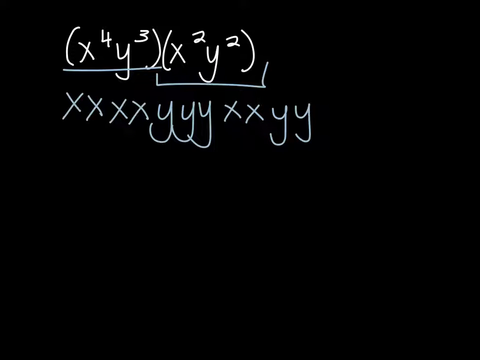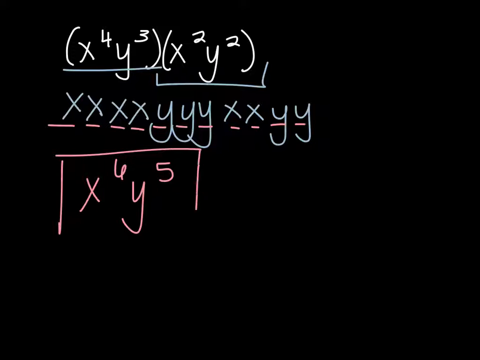So my final answer is, I want to know how many total x's do I have? Well, I have 1, 2, 3, 4, 5, 6. And how many total y's do I have? 1, 2, 3, 4, 5. So my final answer is x to the 6th, y to the 5th.